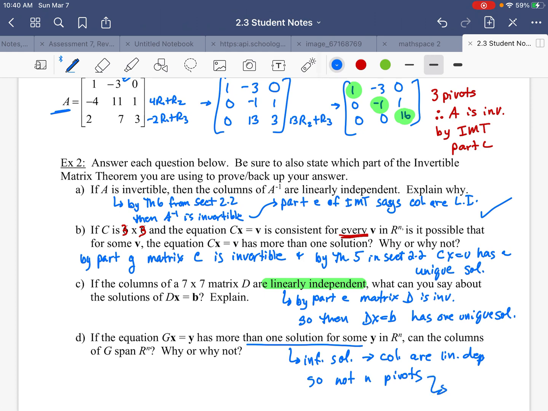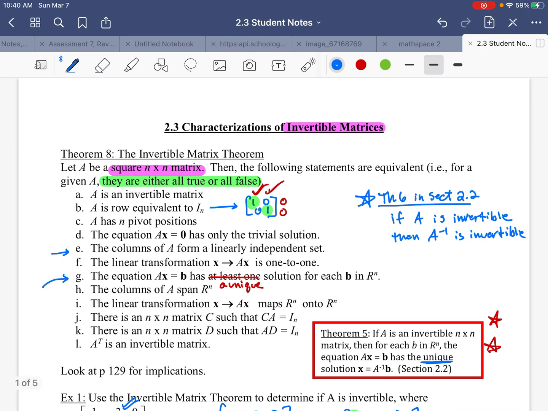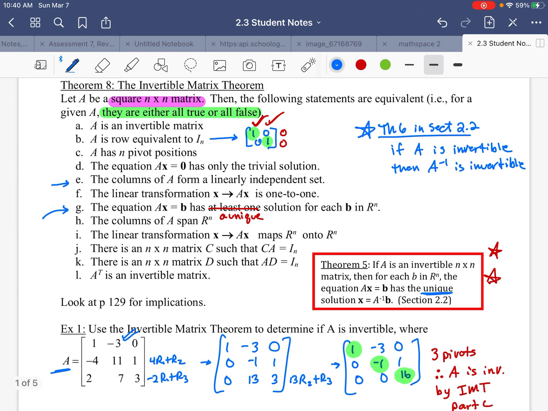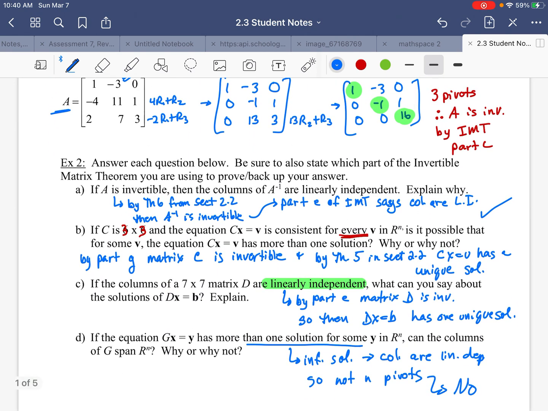So can the columns of G span Rn? I would say no. And we used part A, part C, we used span Rn, so that is part H. So I would say we mentioned parts H and linearly dependent, E, right? So we could mention part H, part E, and so forth.